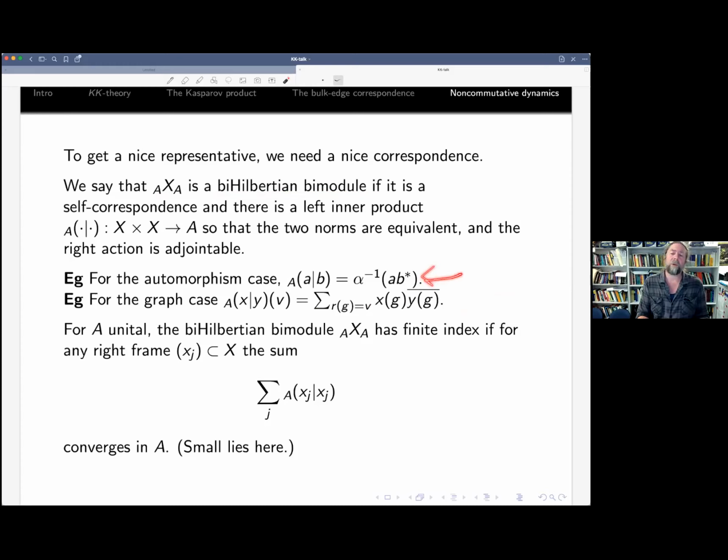This first example is a Morita equivalence bimodule, but the second one is usually not. For most graphs, it is not. So even though you have two inner products, you're not talking about having that Morita equivalence compatibility. There are some slight lies here just to avoid technicalities, but the module has finite index if for any frame for the right module structure, when you add up the frame in the left inner products, it converges in A. Quite amazingly, the resulting element is central, invertible, and positive with the assumptions that I've got.